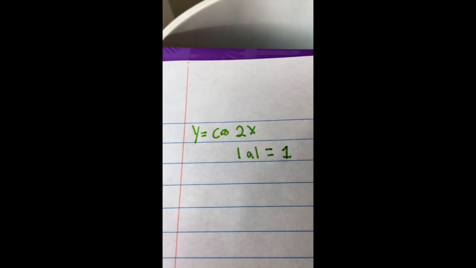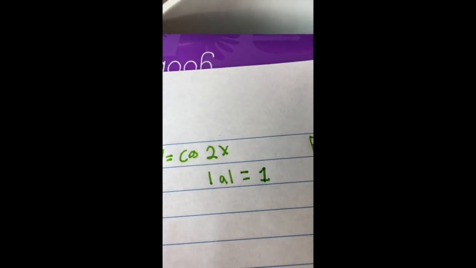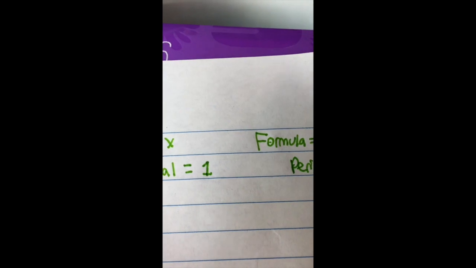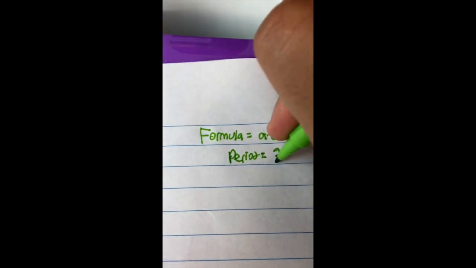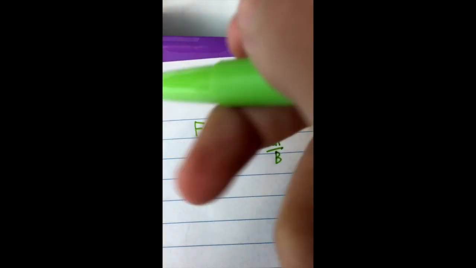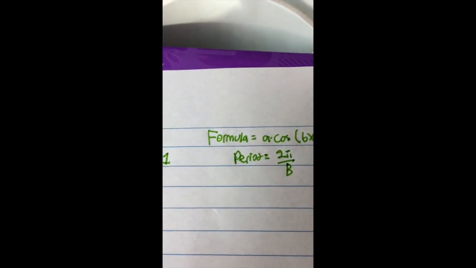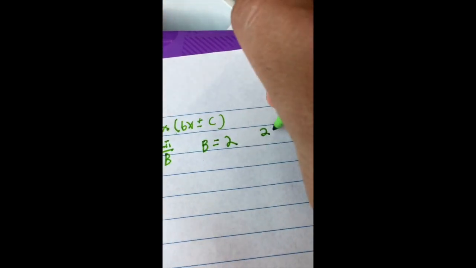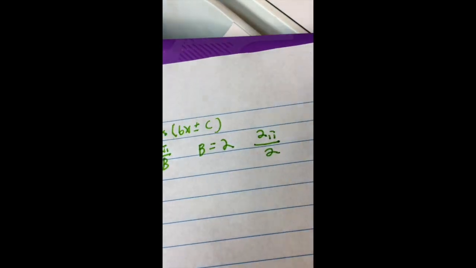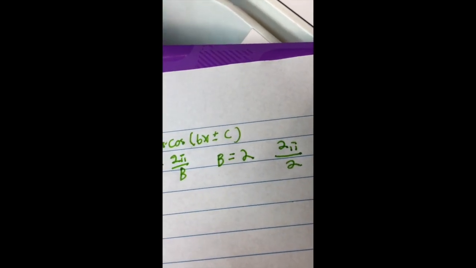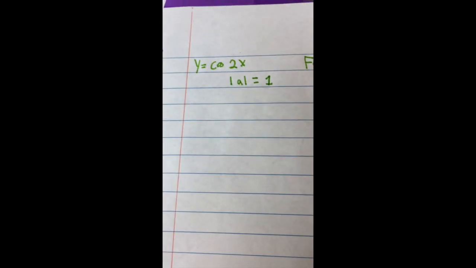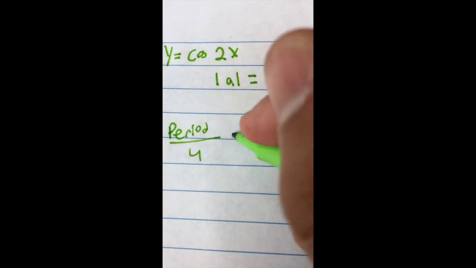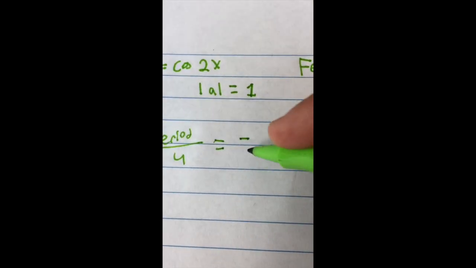Now the next thing we want to look for is the period. The formula for the period is 2 pi over B. And B in this case would be 2. So 2 pi over 2 is just pi. And then you also should find the period over 4, and this would be equal to pi over 4.